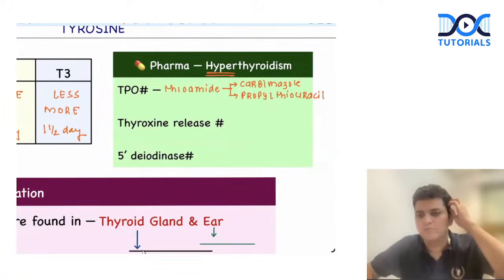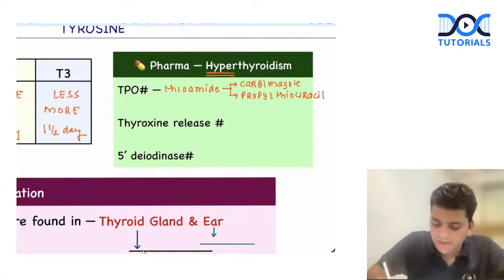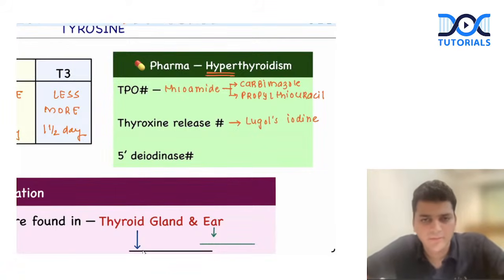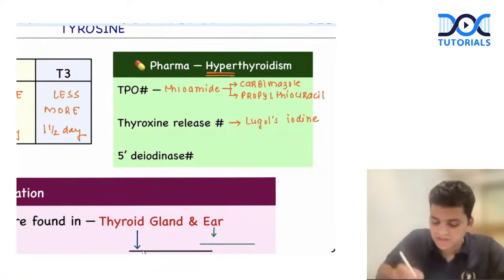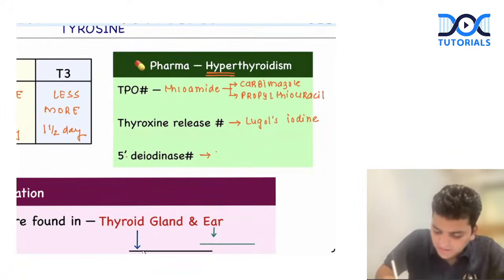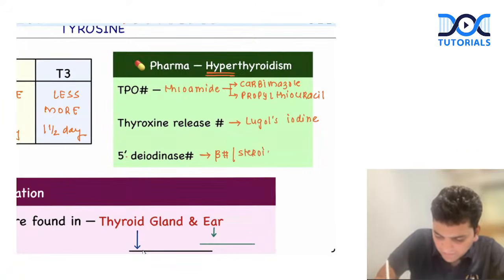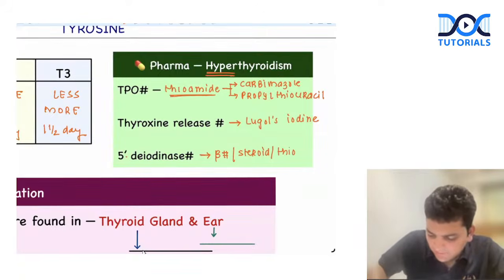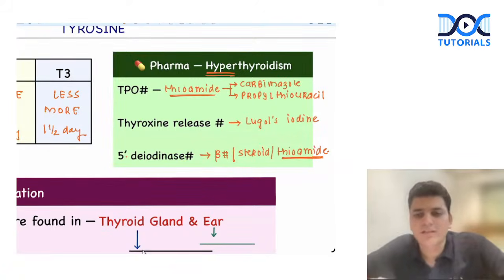Carbimazole, methimazole, the PTU. Then we have the thyroid hormone release inhibitor, that is the Lugol's iodine. If we give the Lugol's iodine, the T4 release will not happen. And then we have the 5-deiodinase inhibitor, such as the beta blockers, steroids. In fact, the thioamides also. So actually, thioamides are having two mechanisms of action. The thioamides stop the TPO as well as they stop the 5-deiodinase.